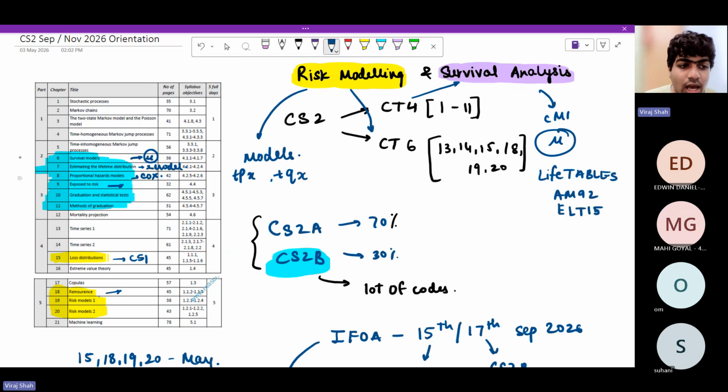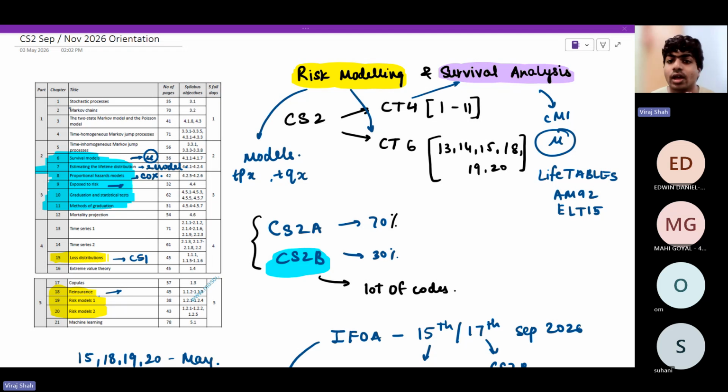This set of chapters are the ones which are called deterministic chapters. Here, your rates are going to be deterministic for a particular age. There's not going to be a lot of uncertainty, the stochastic part which we talk about, it is not going to be there here. It is going to be deterministic models.